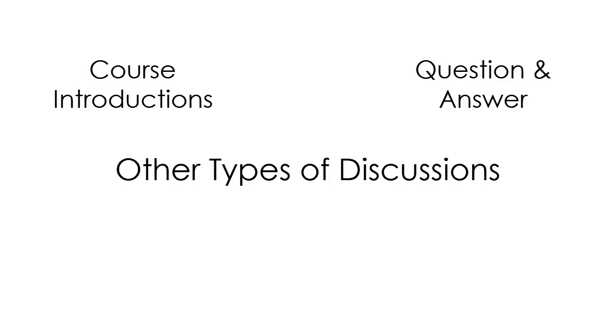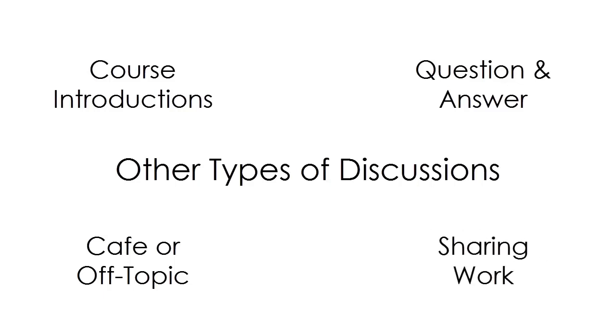Another option is to include a cafe type forum where students can talk about anything they like within reason. Again, this can help students feel connected to one another and gives them a place to talk about personal subjects. And finally, if you expect students to review the work of others in your class, you can ask them to post their work in a designated discussion area.